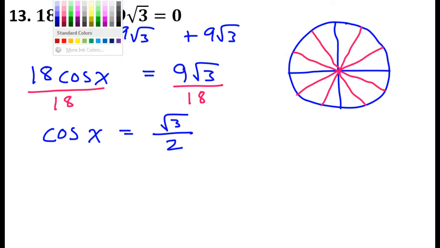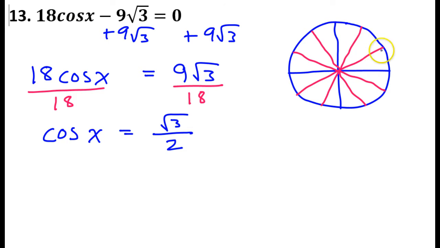Now, the 4 angles that have a reference angle of pi over 6 are going to be the 4 angles surrounding the horizontal axis, above, below, above, below. So any of these angles will have a cosine of radical 3 over 2, except 2 of them will be positive and 2 of them will be negative.